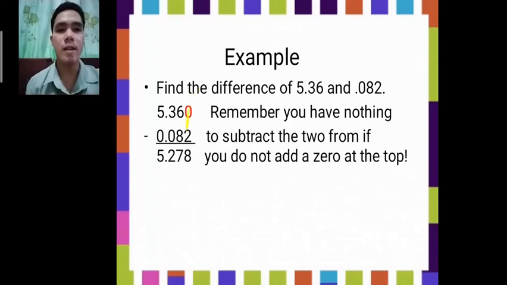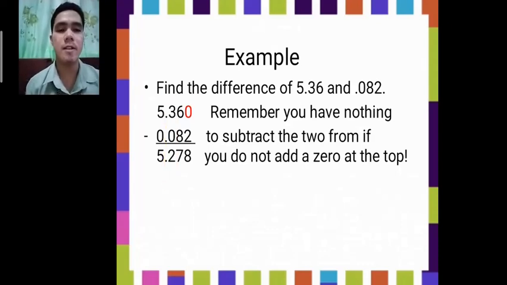So 0 minus 2 cannot be. We have to borrow from 6. So this will be 10. Minus 2 is 8. 6 will become 5. 5 minus 8 cannot be. So we have to borrow from 3. So 5 will become 15. 15 minus 8 is 7. So this 3 will become 2. 2 minus 0 is 2. Then 5 minus 0 is 5.